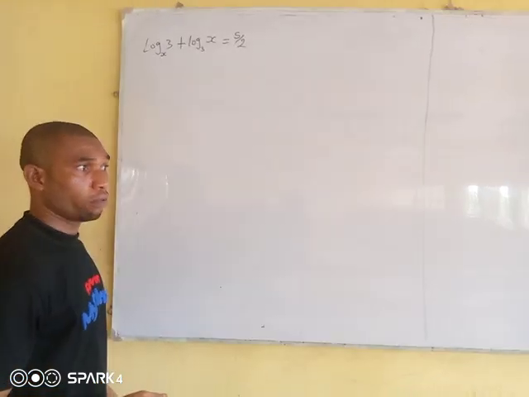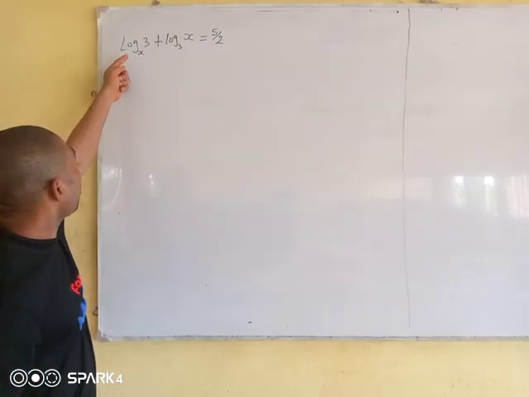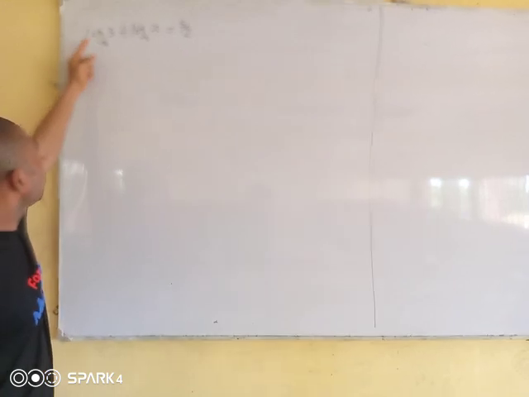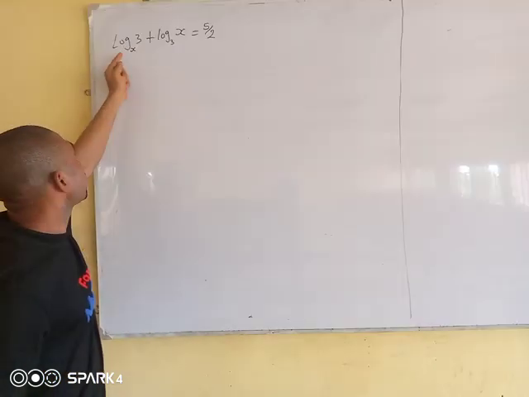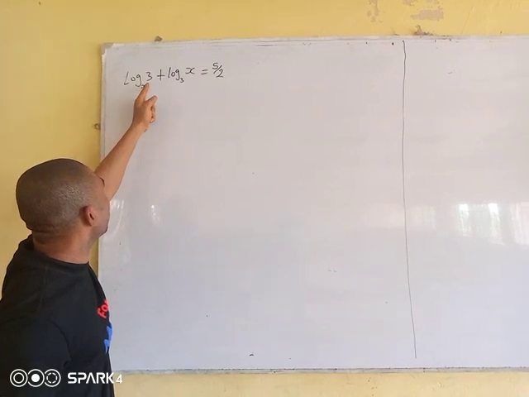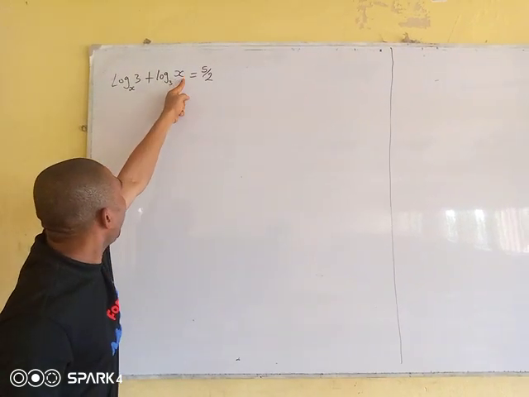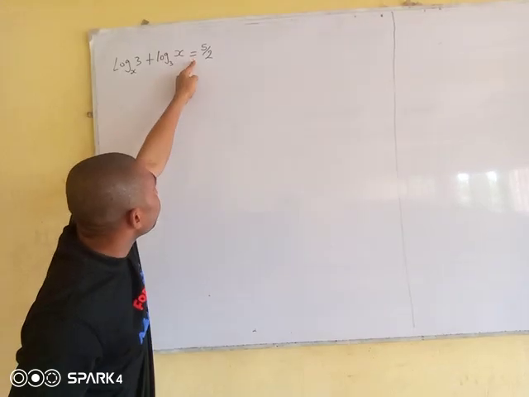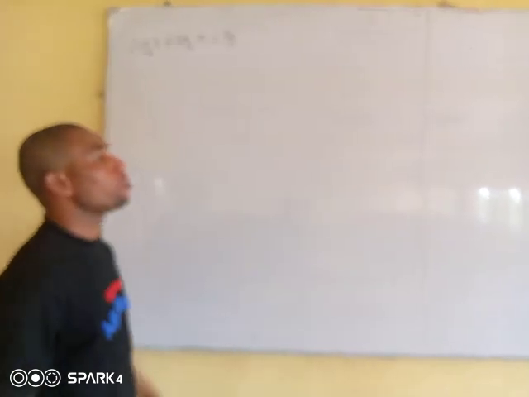Once again, we ask that we should solve for x: log 3 base x plus log x base 3 is equal to 5 over 2.